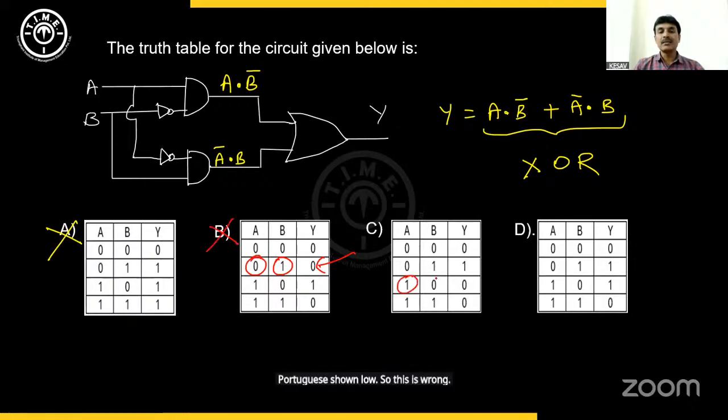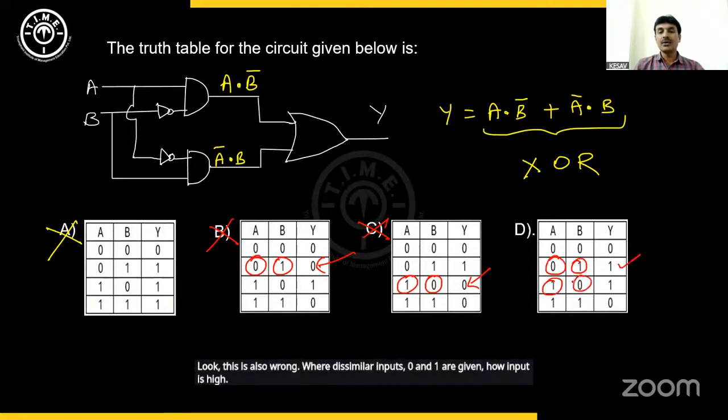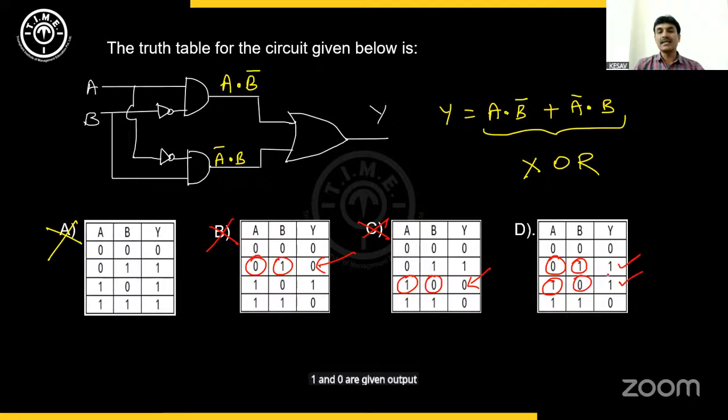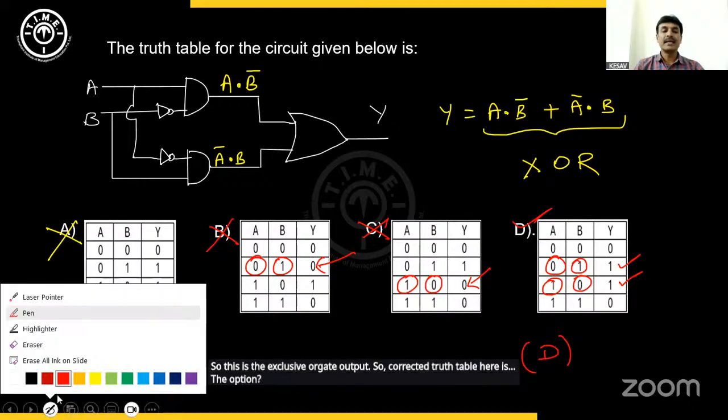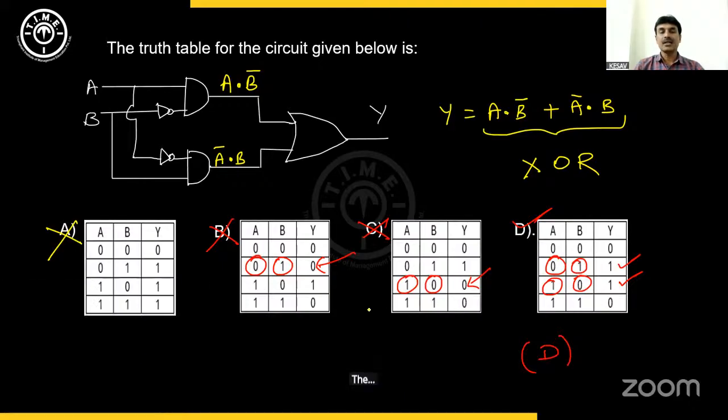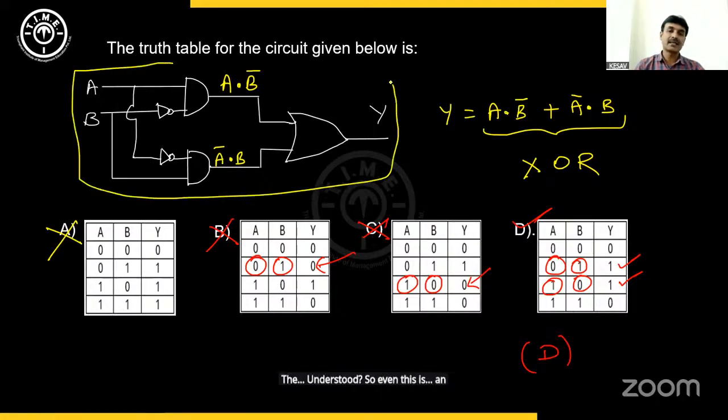Again, when dissimilar inputs are given, output is low. This is also wrong. When dissimilar inputs 0 and 1 are given, output is high. 1 and 0 are given, output is high. In all other cases, it is 0. So this is the exclusive OR gate output. So correct truth table here is D. Option D. Understood? So even this is an XOR gate. Exclusive OR gate it is.